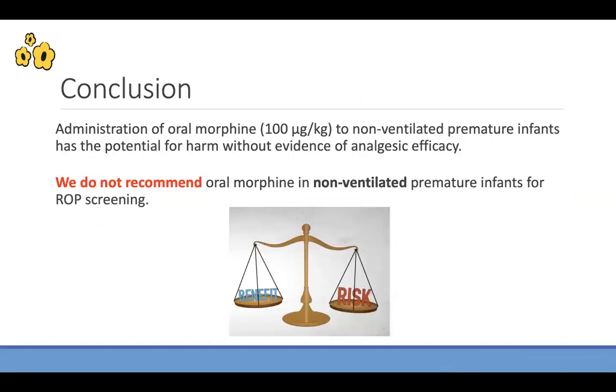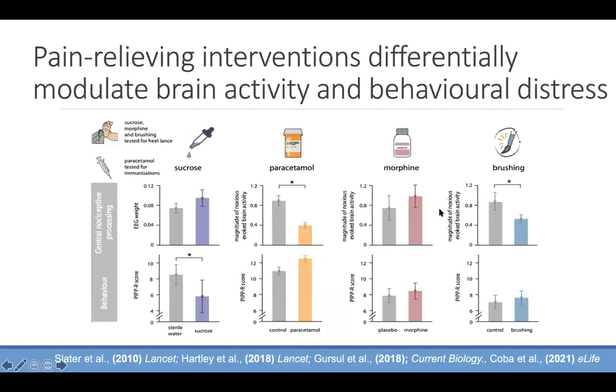So we concluded that the administration of oral morphine at 100 micrograms per kilogram to non-ventilated premature infants had the potential for harm without any evidence of analgesic efficacy, and therefore recommended that morphine was not given at this dose to non-ventilated premature infants for retinopathy of prematurity eye screening. And so this is just showing you the type of directions we can go in if we use these brain-derived approaches as outcome measures in clinical trials.